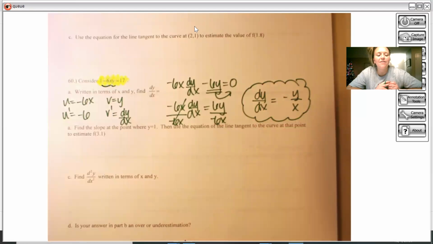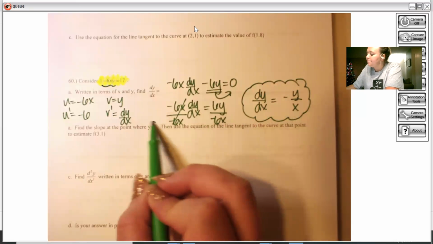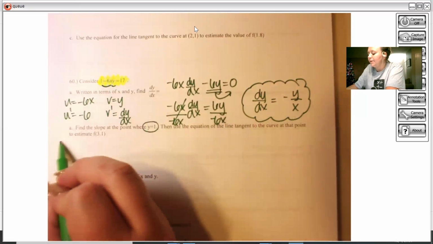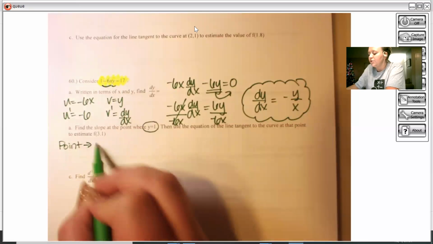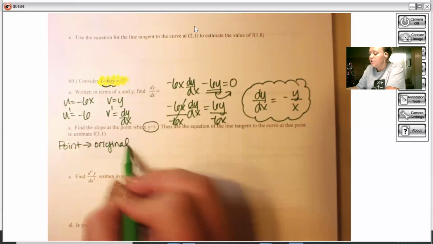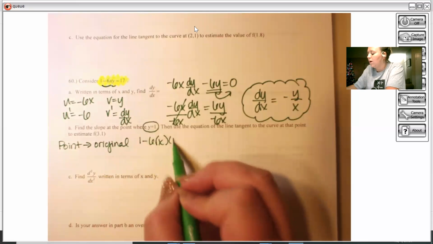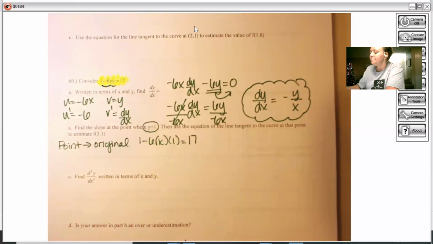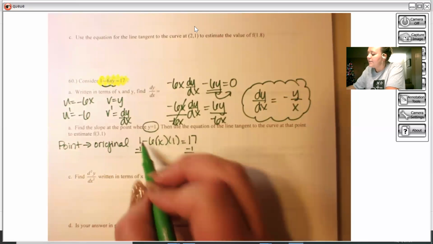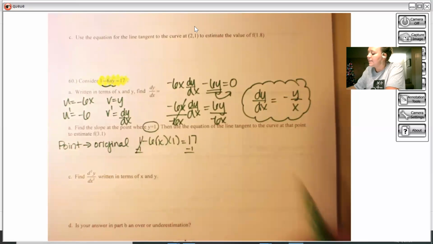Okay, part A says, find the slope at the point where y is 1. Then use the equation of the tangent line to the curve to estimate 3.1. Okay, well, let's see what happens with that. So my y is 1. Remember, anytime that you're trying to complete the point, you need to go back to the original equation. So if I have 1 minus 6x times y, which is a 1, equals 17, I can minus that 1 across. 17 minus 1 is going to give me 16.